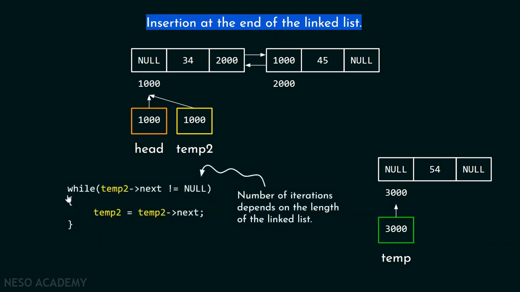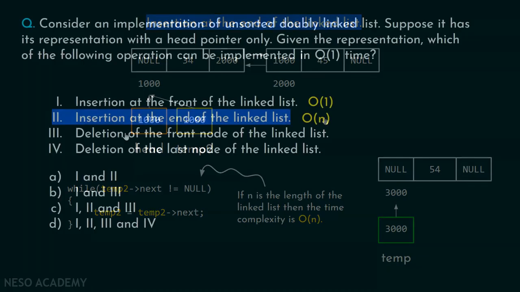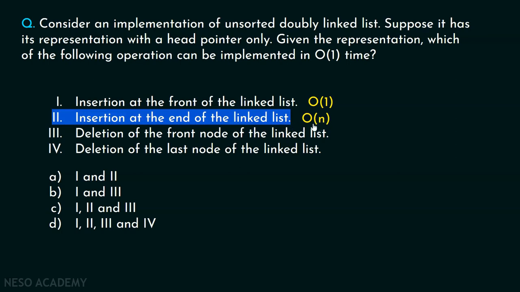Now, we will use this piece of code in order to traverse the list using temp2 pointer. We know the number of iterations depends on the length of the linked list. If n is the length of the linked list, then the time complexity is big O of n. The time complexity will definitely be big O of n, because here we are talking about the traversal. We are considering the loop here, and the temp2 must stop at the last node of the list. That is why the time complexity depends on the length of the linked list, and hence it is big O of n. So insertion at the end of the linked list takes order of n time.